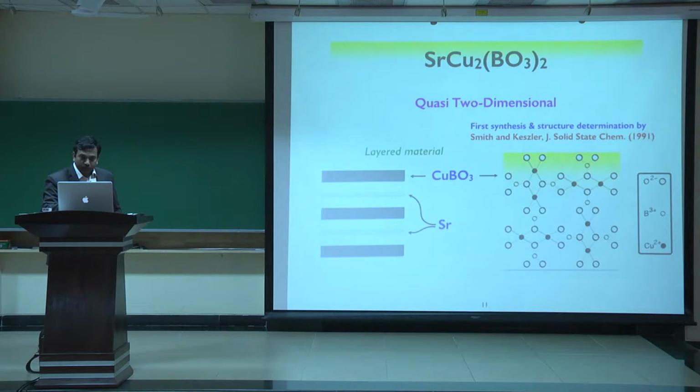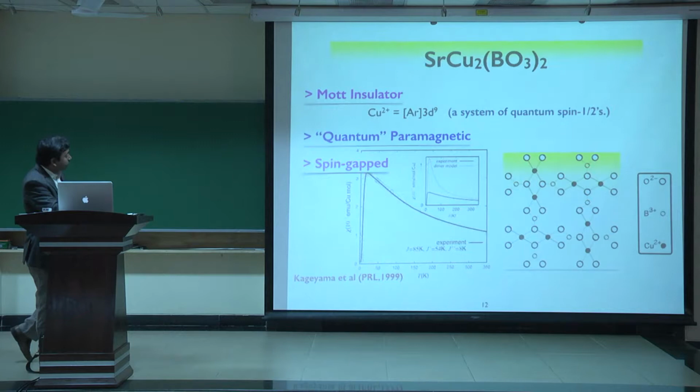And people find that this is a spin gap system. I mean, these are experimental papers. So this was the example of the first quantum paramagnet in the dimerized sense. I mean, that will become clear a little later. And this is a Mott insulator for the same reason as cuprates are Mott insulators. So this is basically an insulating spin half quantum problem.